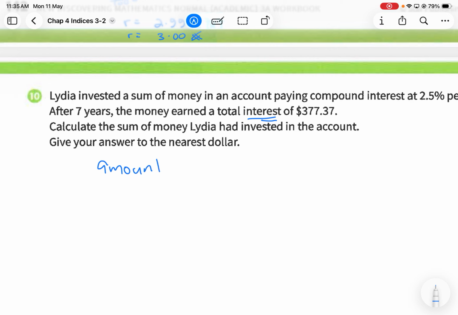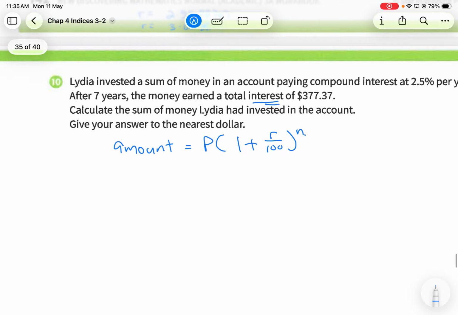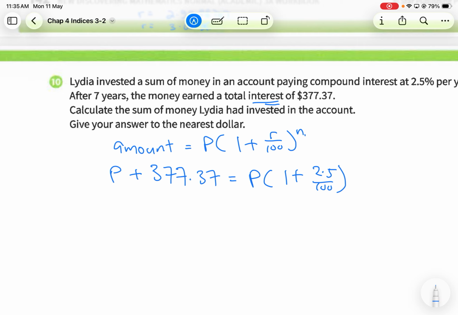I am still using the same formula. The clue is my final amount is now P plus interest. My right hand side P is still P. I don't know what P is. I know it is compounded 7 times. So I must be able to form this equation. Then I must go and solve this equation. Try.